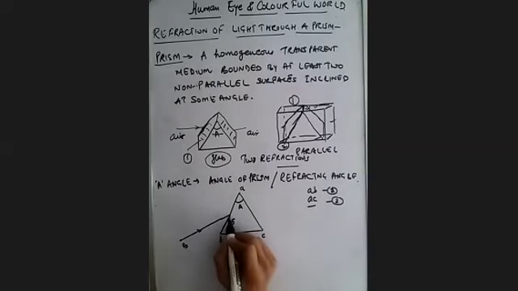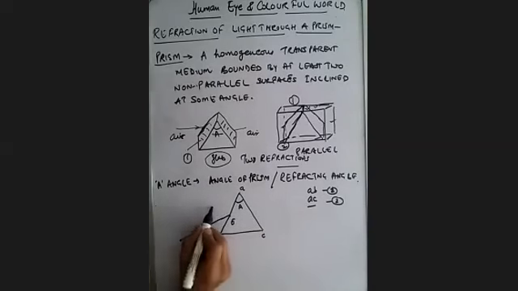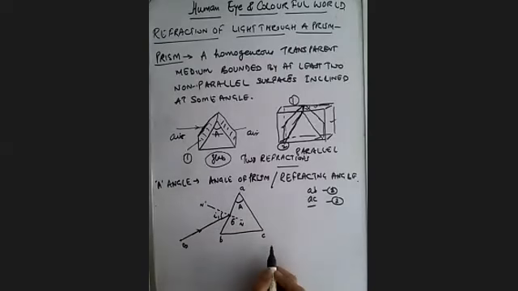It is incident at point E. Now how will it be refracted? Let us draw a normal to the surface AB at this point. Let us call this N and N dash. Now we know this is the angle of incidence. Let us call it I1, that is the first angle of incidence.